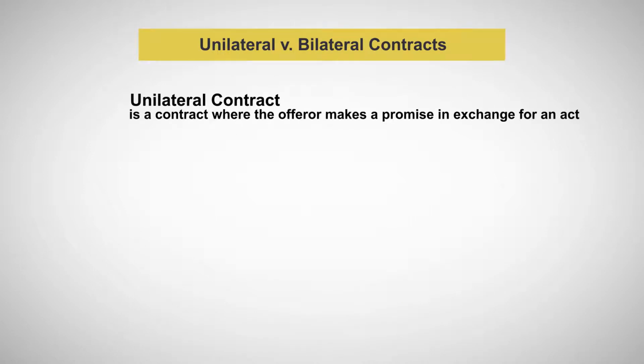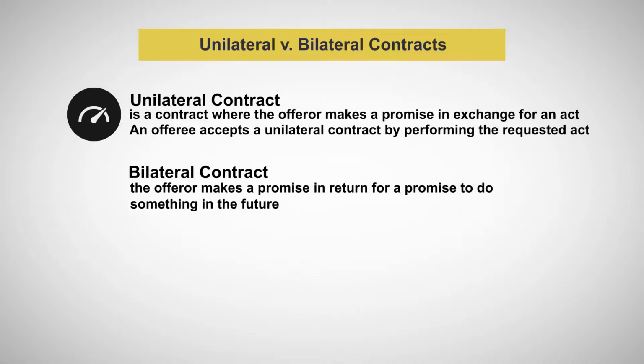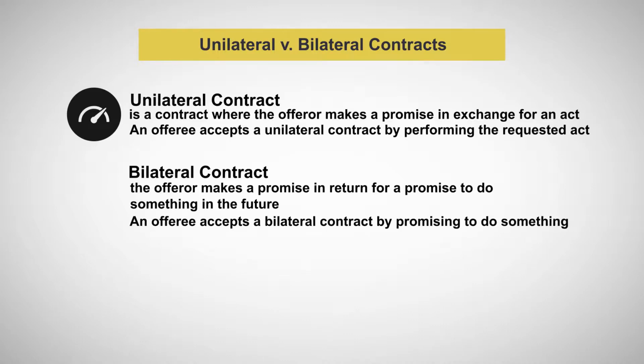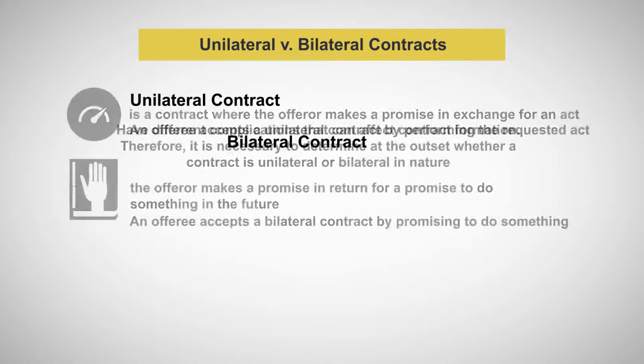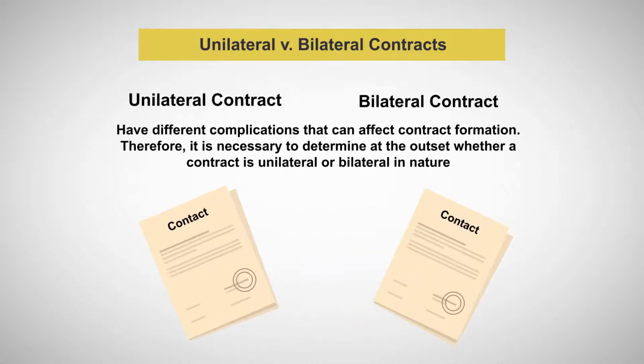A unilateral contract is a contract where the offeror makes a promise in exchange for an act. An offeree accepts a unilateral offer by performing the requested act. A bilateral contract is where the offeror makes a promise in return for a promise to do something in the future. An offeree accepts a bilateral contract by promising to do something. Unilateral and bilateral contracts have different complications that can affect contract formation. Therefore, it's necessary to determine at the outset whether a contract is unilateral or bilateral in nature.